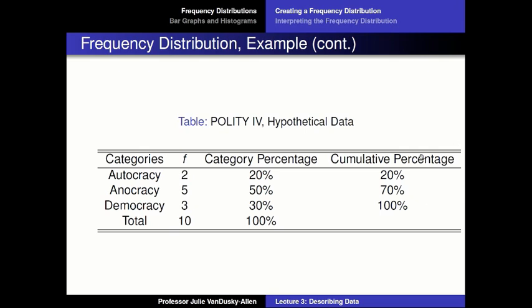And we add this information to the last column. We write the cumulative percentage as the column title, and then we add 20%, 70%, and 100% to the appropriate rows. Note that we leave the total row empty for the cumulative percentage column.